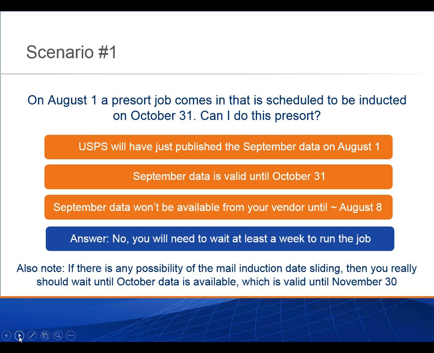So if we look at the date August 1st, the Postal Service will just have published the September data, but that September data is going to be in the notification period. So you can't use it for mailings in the month of August. But like as we said, the induction date is on October 31st, and September data is good for September and October. So in theory, it's good for October. You can use it on August 1st. You could do that. Use September data for a mailing that you're going to submit on October 31st.